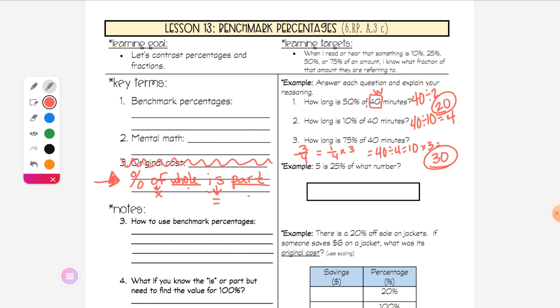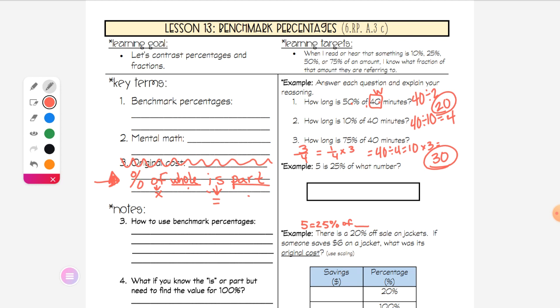Now, the next one, they gave us a diagram because these ones are a little bit weirder. 5 is 25% of what number? First thing we're going to do is down on the side somewhere, I'm going to write that differently. 5 equals 25% of blank. Which piece am I missing? The part, the whole, or the percent? Jude? The whole. How do you know?